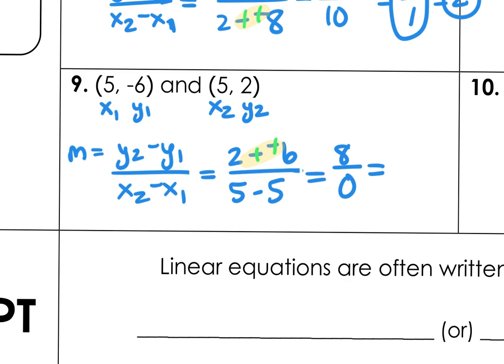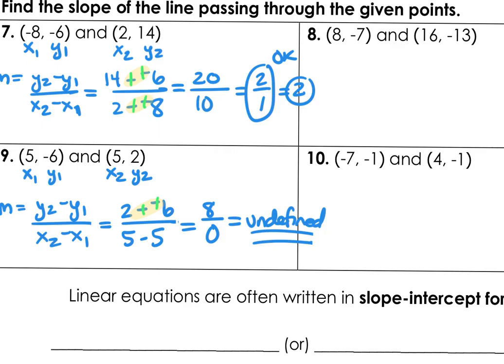Again, what happens with 0 in the bottom? Error, which means undefined. So this is going to be undefined. And actually, let's talk about that real quick. Yes, the calculator says error, but your answer is undefined. The slope is undefined, not error. So don't say error for the answer. You guys try 8 and 10 real quickly for me.